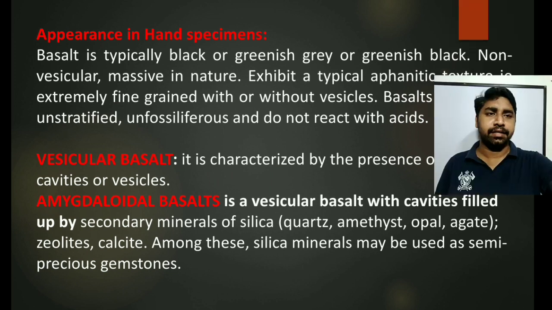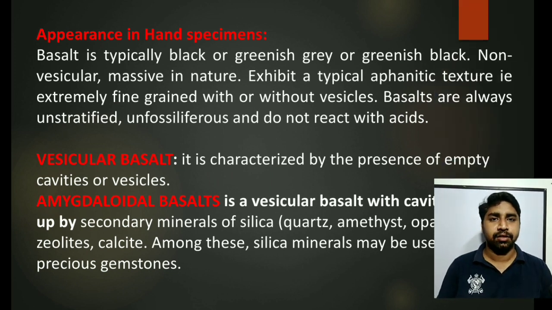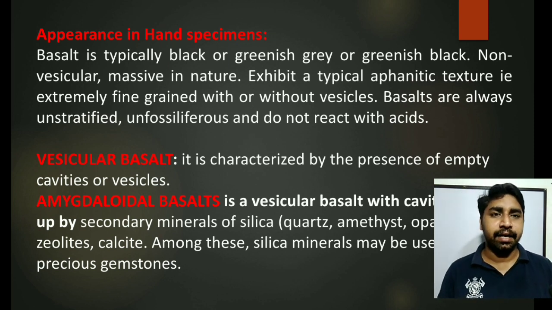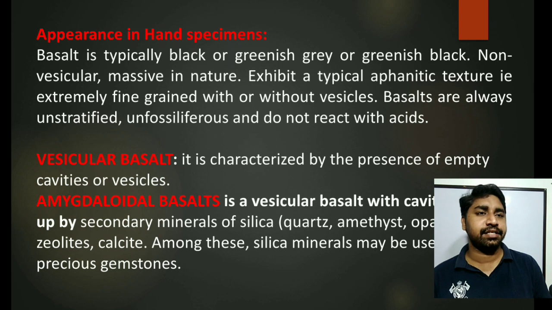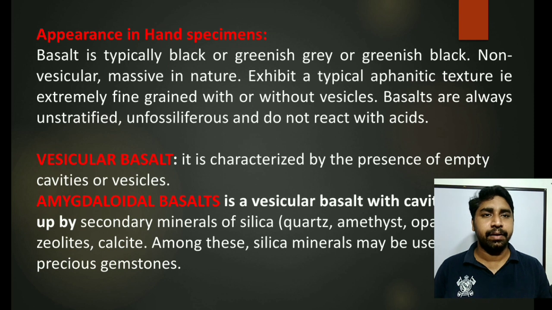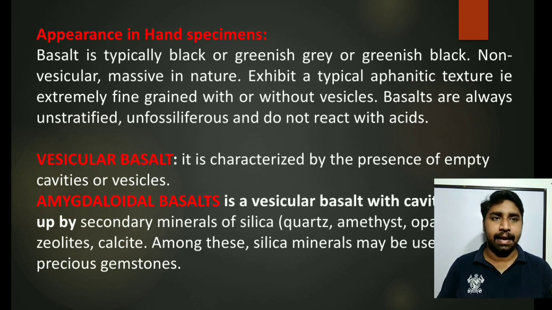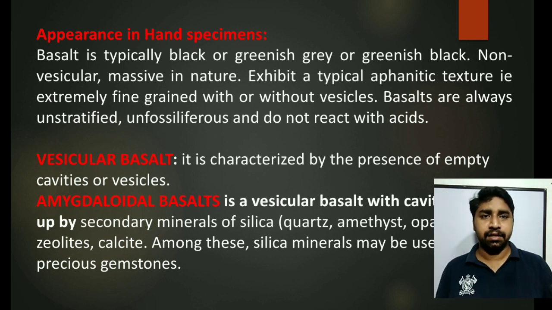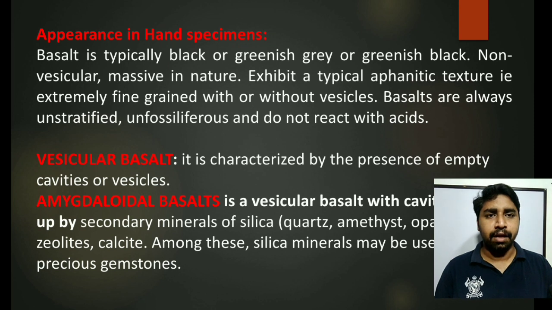Next, coming to appearance in hand specimen. Basalt is typically black, greenish gray or greenish black in color. So the color of the basalt in a hand specimen will be greenish, gray or black. Sometimes it may be non-vesicular and sometimes it may be fully vesicular also. Massive in nature, weight will be there, and it exhibits a typical aphanitic texture that is extremely fine grained. So the particles will be very fine, with or without vesicles.